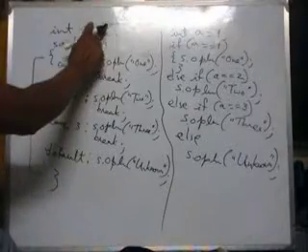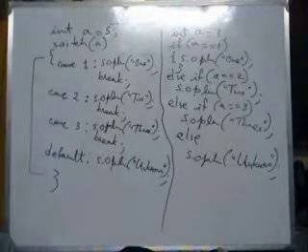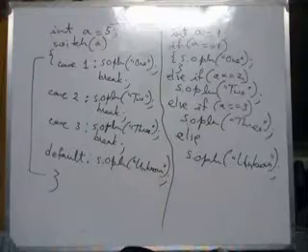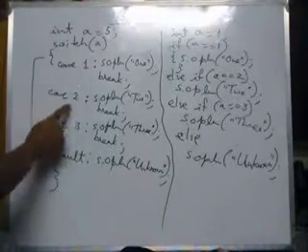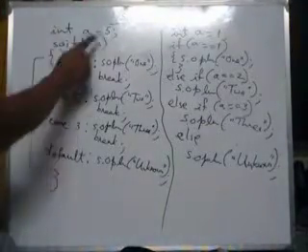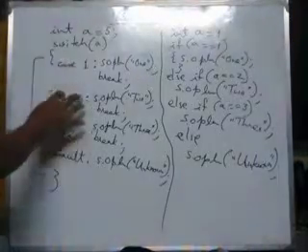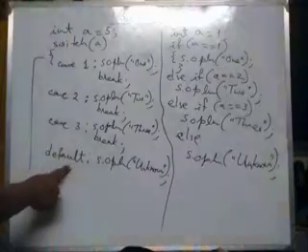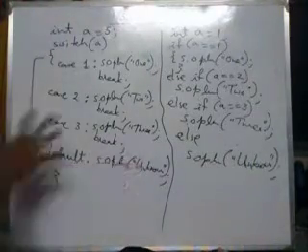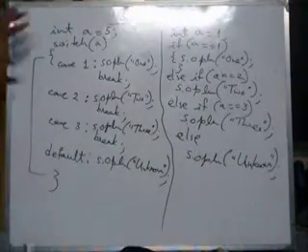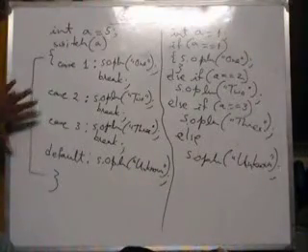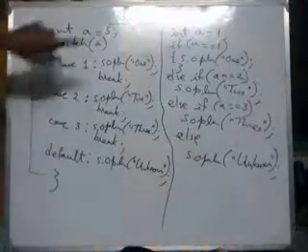Now suppose I have given here 5. Now there is no such case 5. Case 1 is present, case 2 is present, case 3 is present, but no case 5 is present. So, because none of the conditions is matching, it will come to the default part and it will print unknown.